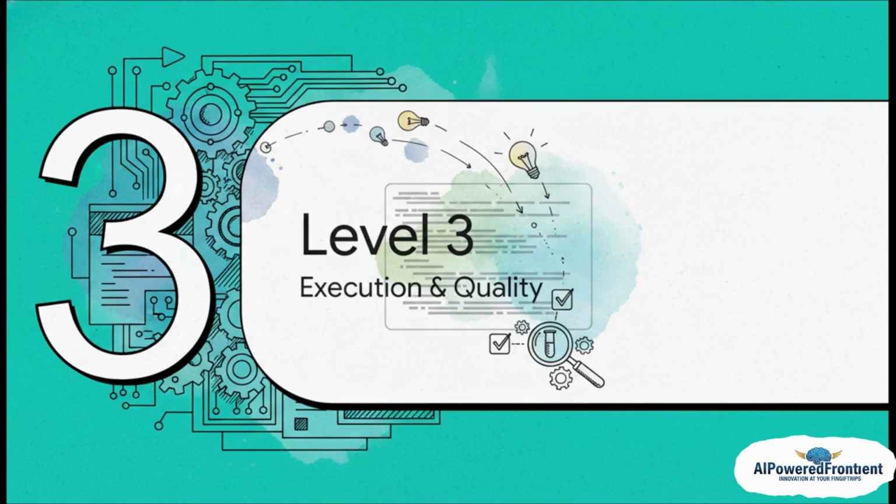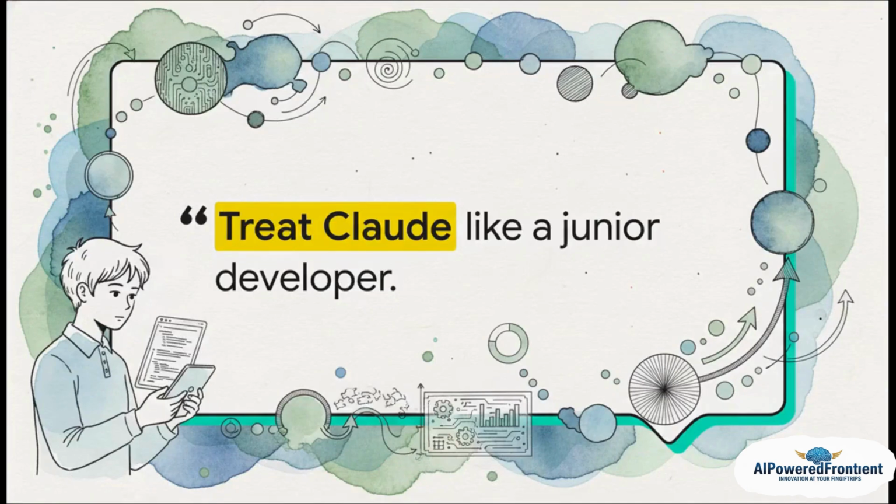All right, now that we've successfully protected our tokens, we are shifting gears into Level 3, execution and quality. There is a massive, absolutely crucial mindset shift you need to make here, and it's this.